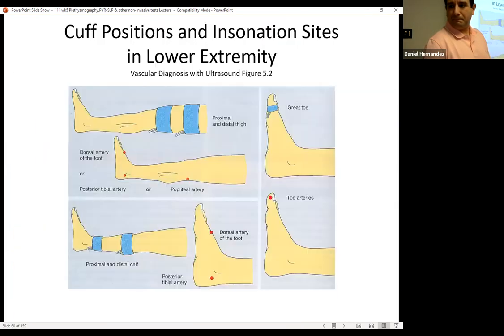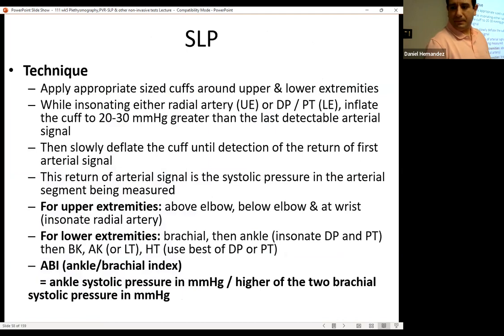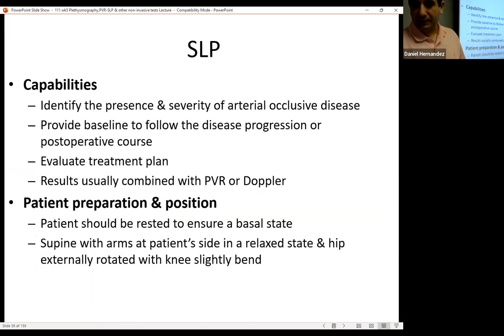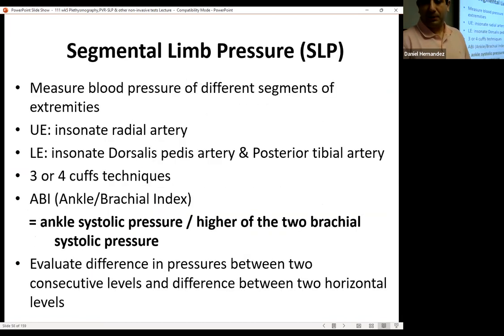So this is the measurement of blood pressure in that specific segment. Where that cuff is, we're taking the pressures at the level of the cuff. Then we evaluate pressure differences between two consecutive levels. We also compare horizontally, side to side, at the same level, comparing right to left. Those are the two comparisons we'll do when we write up our preliminary reports and assess for disease.